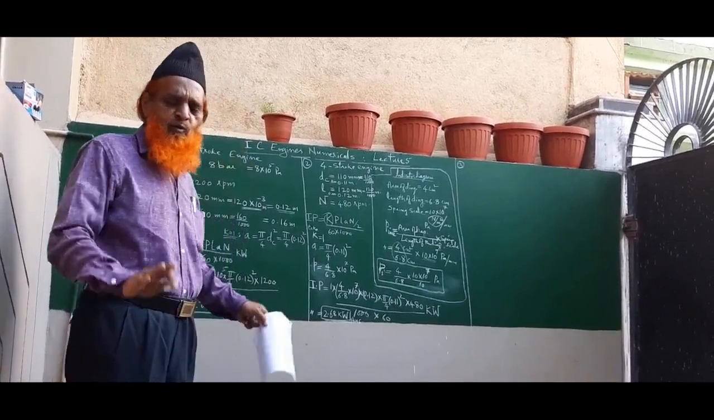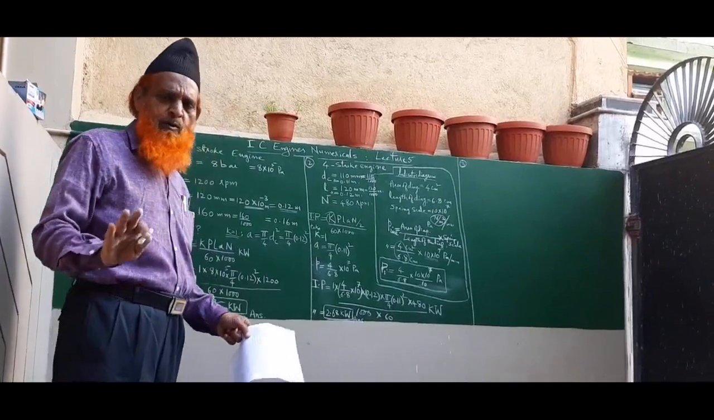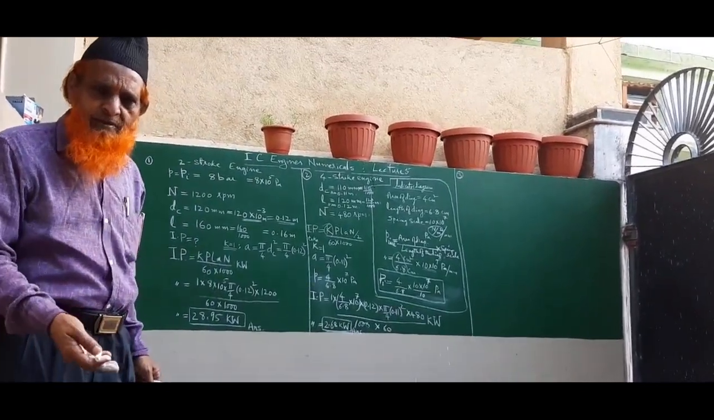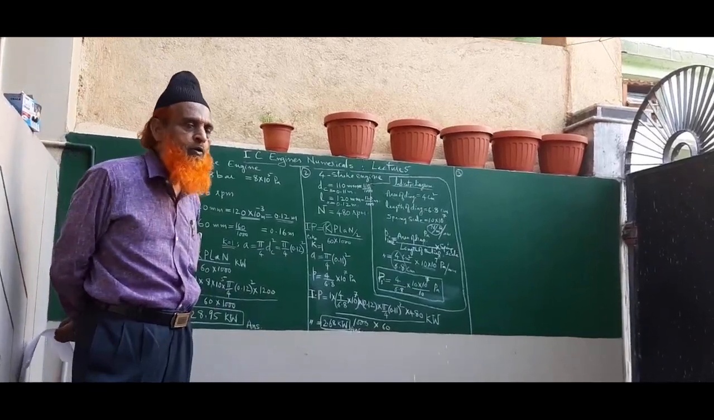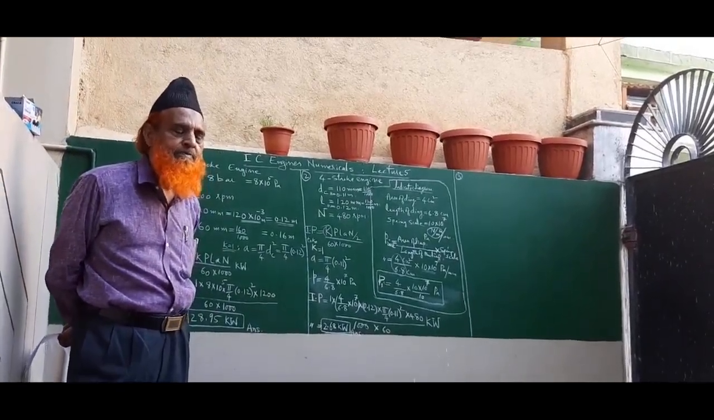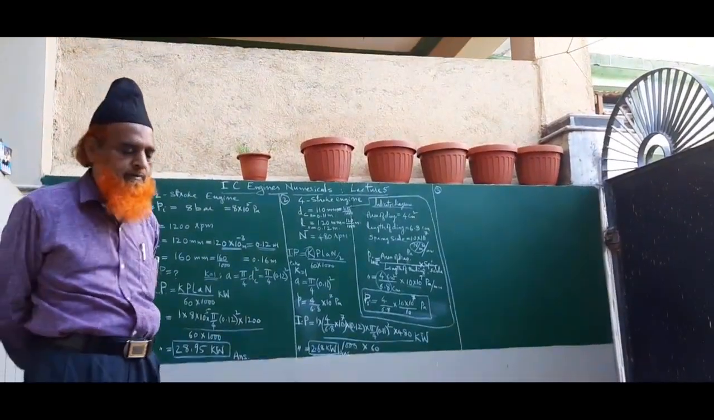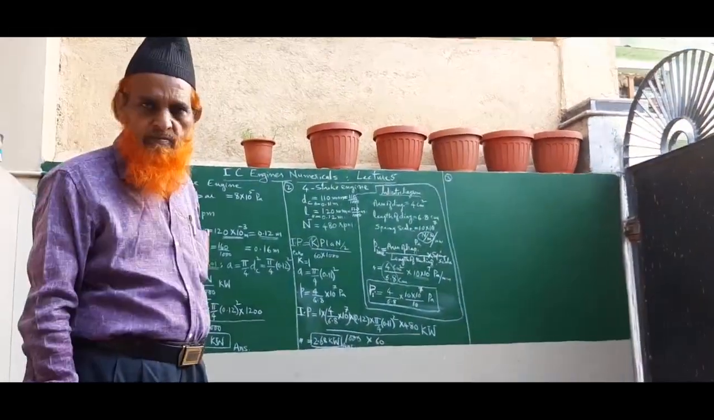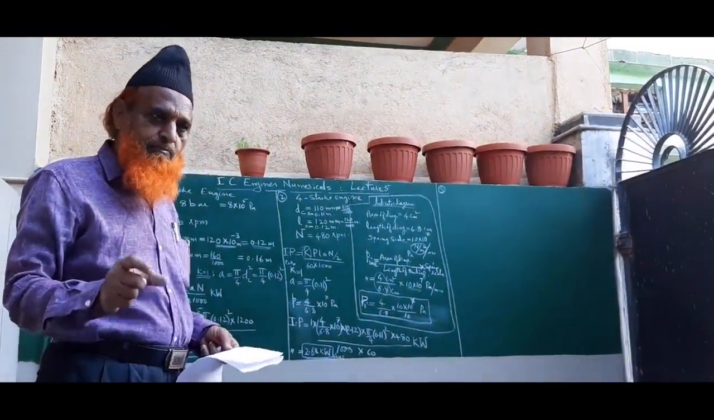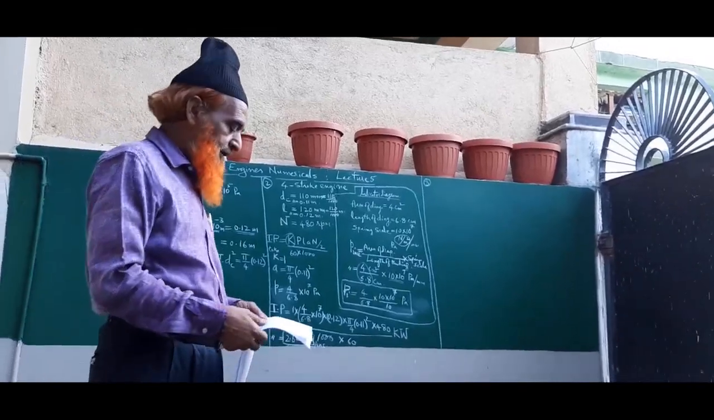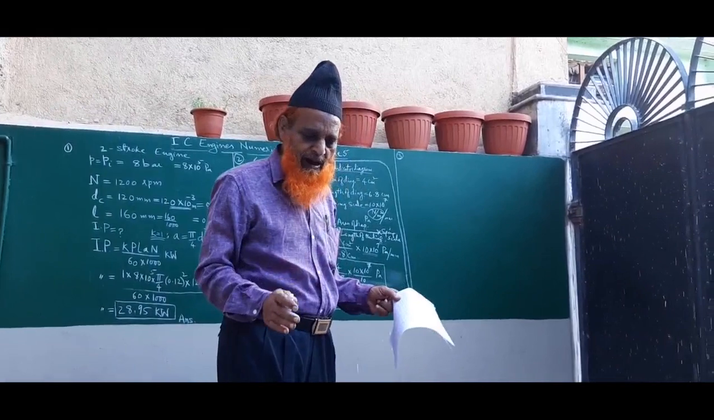Very simple. Only brake power is asked here. Earlier, indicated power was asked. Now the brake power problem is here. This numerical you do, then you will come to understand how various things can be calculated furthermore. This is the numerical on brake power, only brake power, that's all. And the details of the brake drum are given.